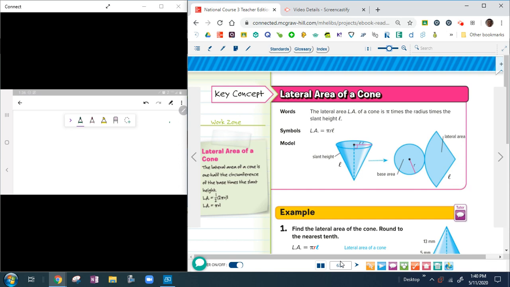So we finished up surface area of cylinders. Now we're going to focus on surface area of cones. And first we got to talk about lateral area. That means the area that's not the area of the base, okay? So the lateral surfaces are surfaces that aren't the bases of a shape. And the base is the circle, and the lateral surface is the curved surface that goes up to that point.